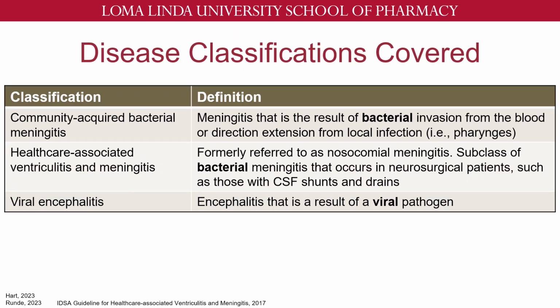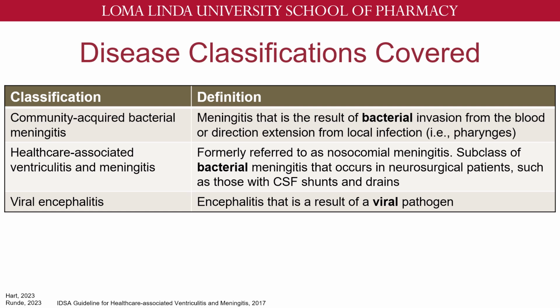And there are still, unfortunately, more classifications. These are the more important ones to know clinically when you go onto your rotations and become pharmacists, especially if you maybe work in a health system or a hospital. So you have your community-acquired bacterial meningitis, and that is meningitis that is a result of bacterial invasion from the blood or direct extension from local infection, such as the pharynx.